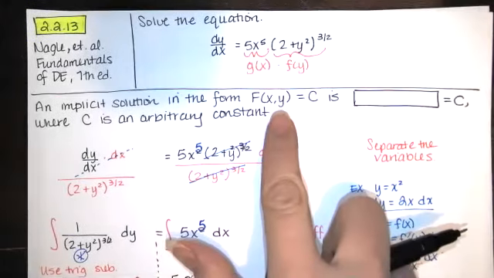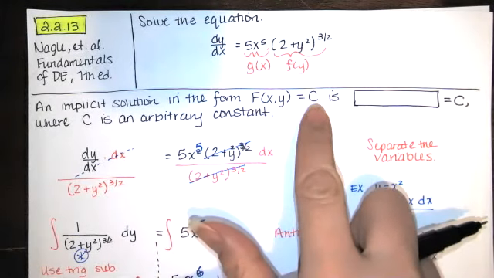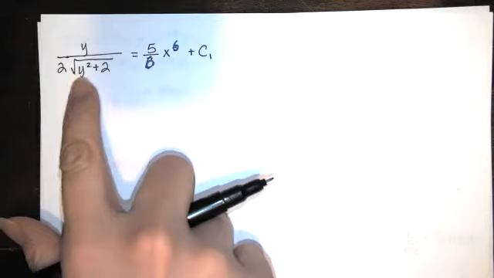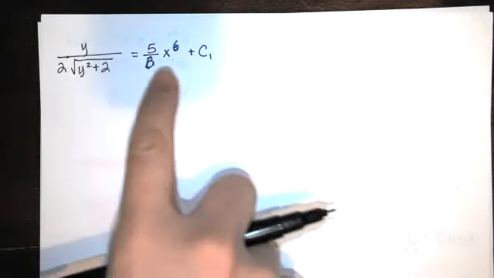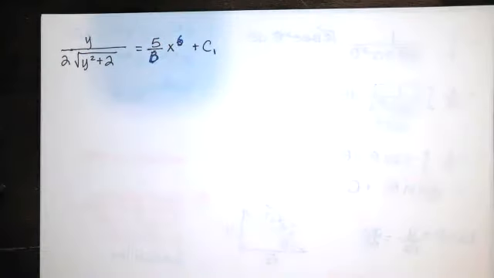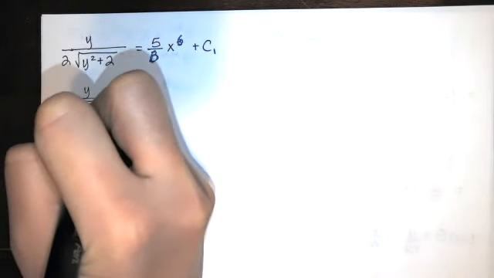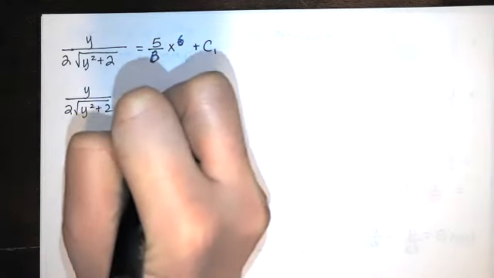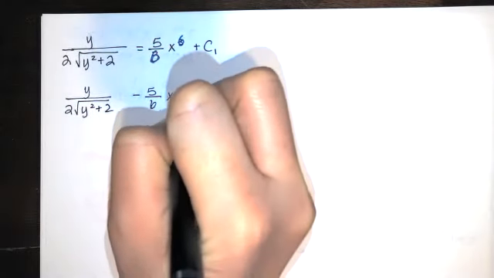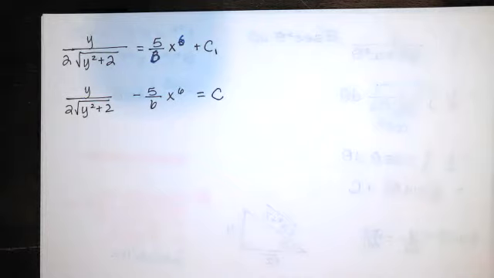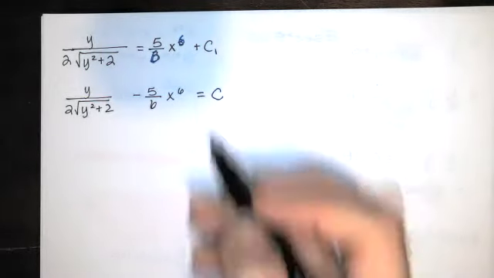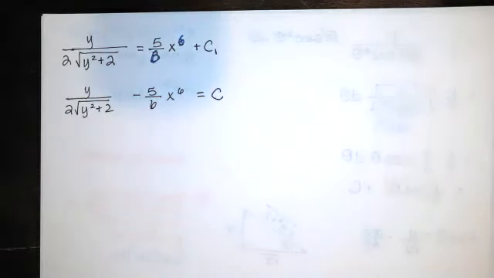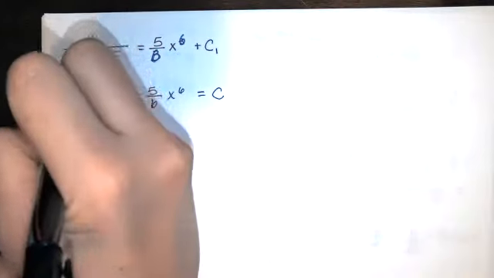Now, the form of the solution that they want is this. They want some function of x and y equals c. Well, we could take this and subtract the 5/6 x to the 6th from both sides. And that is equal to a constant c. I used c1, but you could use c if you want to. And this is what I would type into the box.